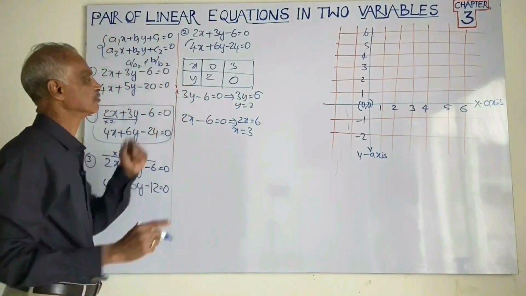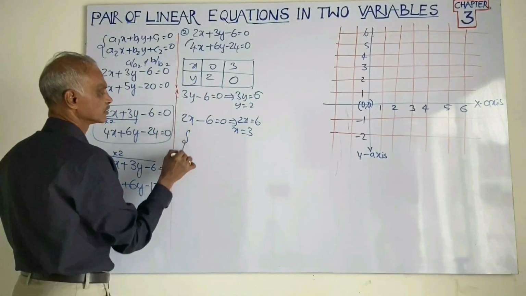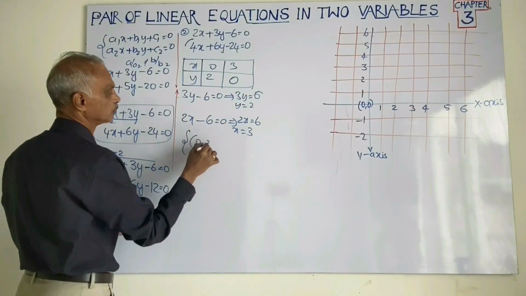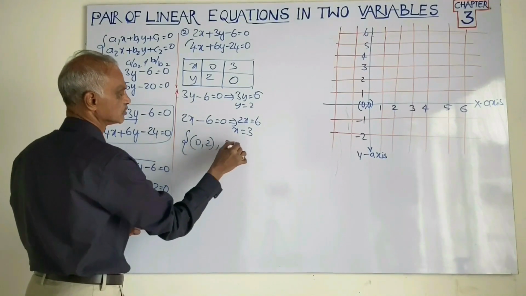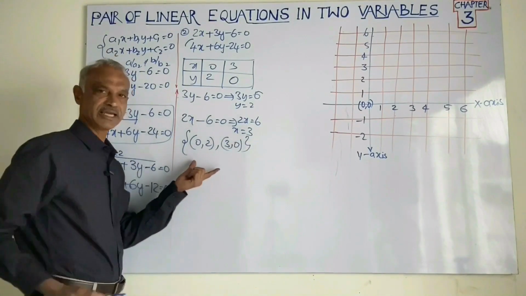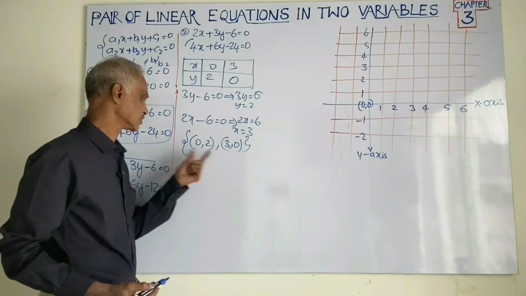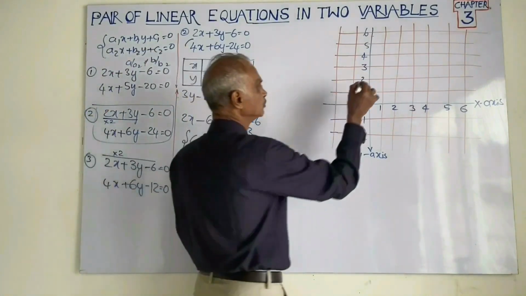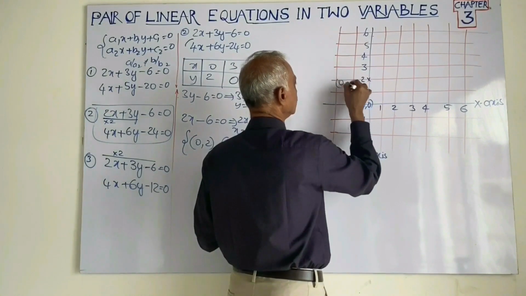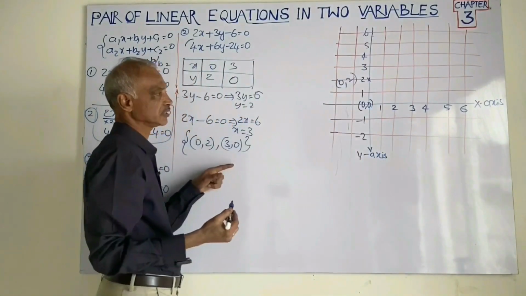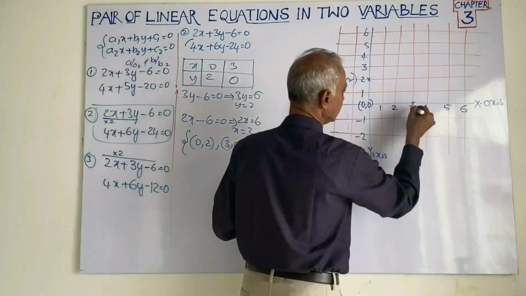Now, what are the ordered pairs? You have (0, 2) and (3, 0). We can draw a straight line with the help of these ordered pairs. Where is (0, 2)? This is (0, 2). Where is (3, 0)? (3, 0) will be here.